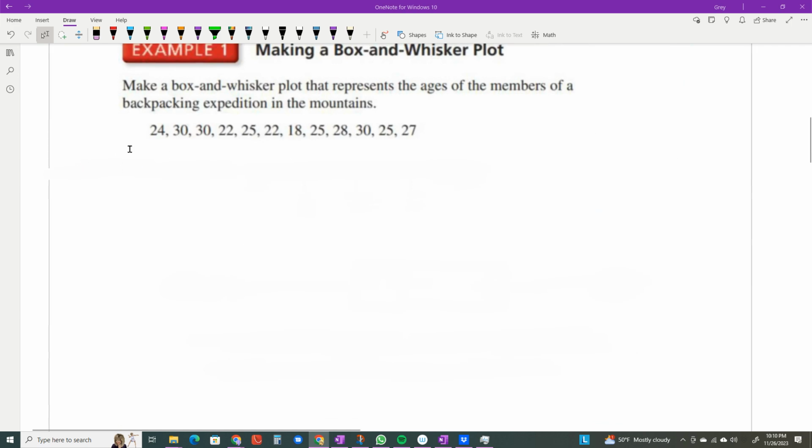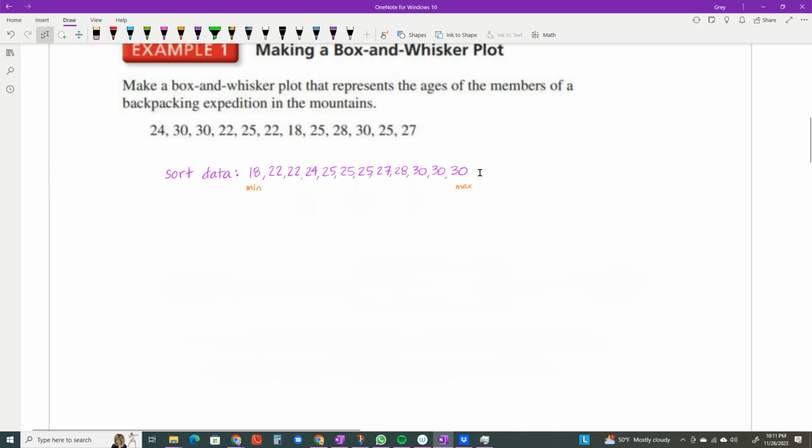So we're going to make a box and whisker plot that represents the ages of the members of a backpacking expedition in the mountains. So we have to sort this data. Fortunately, when y'all have to make your box and whisker plots in Delta Math, all the ones I did, the data was sorted for you, which makes it a lot easier. So quickly, the data is sorted. You obviously need to know which one is your minimum and which one is your maximum. And then the next one that you want to find from there is your middle.